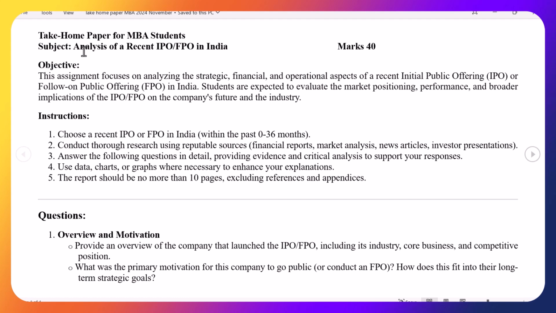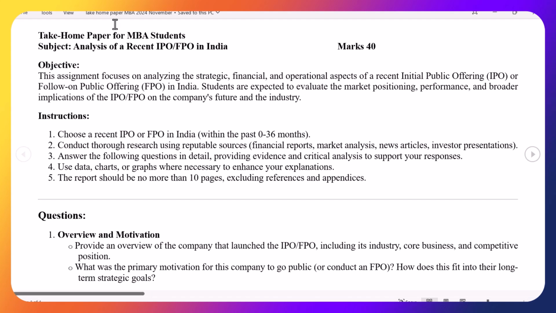Instructions: first, choose a recent IPO or FPO in India within the past 0 to 36 months. Second, conduct thorough research using reputable sources, financial reports, market analysis, news articles, investor presentations. Third, answer the following questions in detail, providing evidence and critical analysis to support your responses. Fourth, use data, charts, or graphs where necessary to enhance your explanations. The report should be no more than 10 pages, excluding references and appendices.